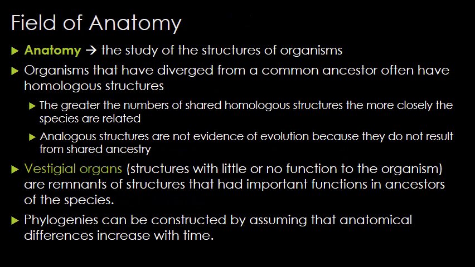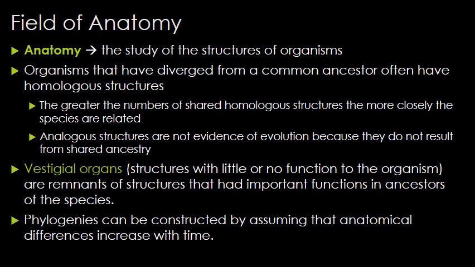In Honors Bio, we're mainly going to focus on 4 fields of evidence. The first is the field of anatomy, or the study of the structures of organisms. We consider homologous structures as evidence of an evolutionary relationship. Organisms that have diverged from a common ancestor often have homologous structures, or similar characteristics resulting from common ancestry. The greater the number of homologous structures, the more closely the species are related.